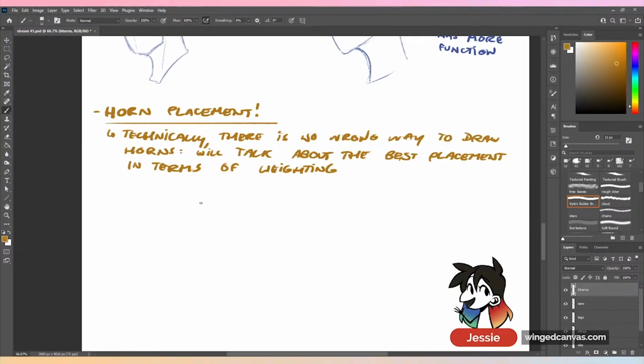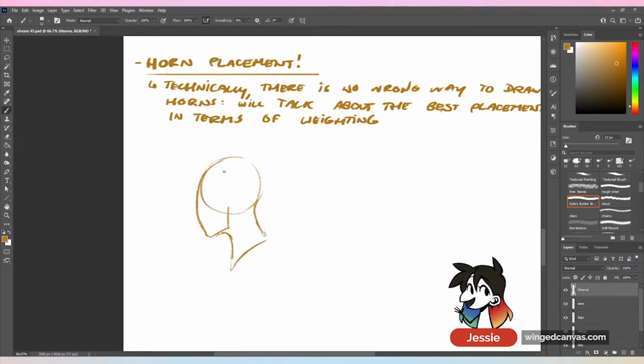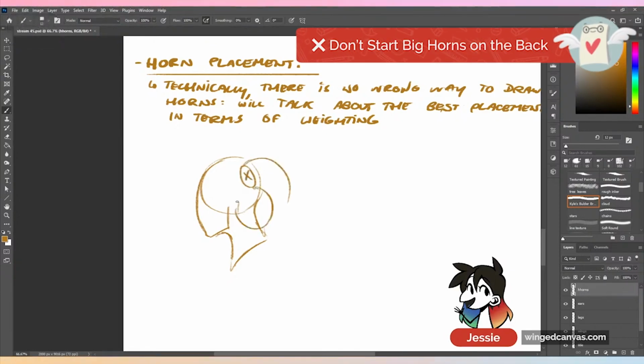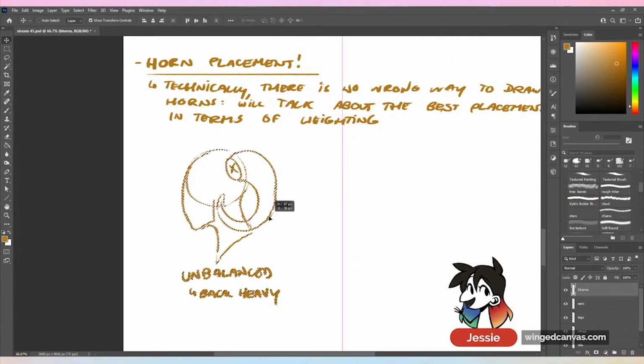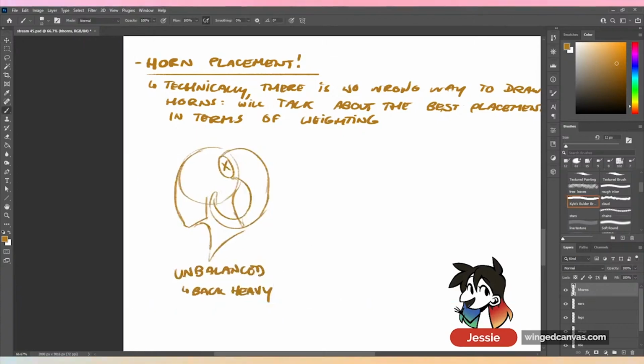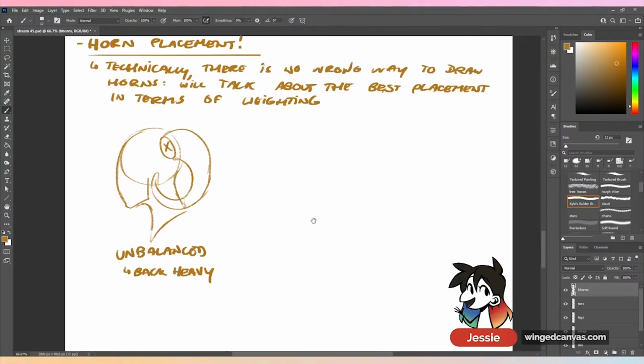There are better places to place horns though if you have really, really large ones. So if we have big ram's horns, two places, right? If we have really, really big horns, and we start from back here on the head, this feels unbalanced. This is back heavy, right? So really, really big horns, if you place them somewhere near the back of the head, tend to feel really unbalanced and heavy and whatnot. So it feels a little bit awkward if you draw them coming from there.